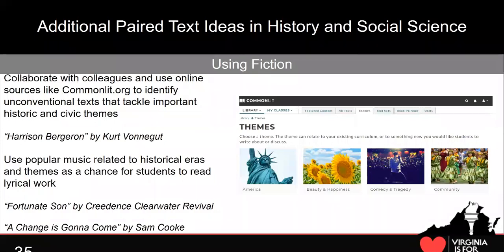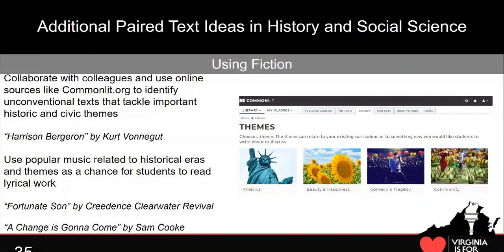I mentioned a couple short stories, or a short story there, Harrison Bergeron by Kurt Vonnegut. Any short stories dealing with commentary around what freedom really is can really drive some cool discussion in a civics class. But also, because of the protest nature of popular music sometimes, there are some amazing songs that can be paired with civics concepts to form a really nice paired passage set.